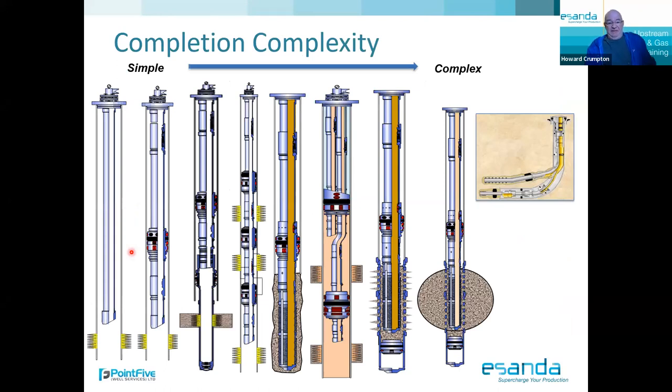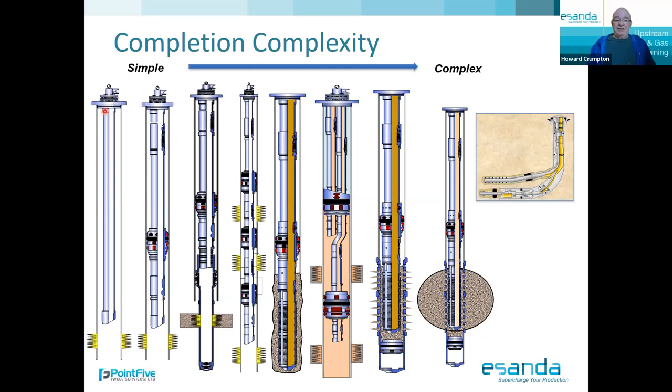Completions can be wonderfully simple or horribly complicated. If you look at the illustration on the left where my cursor is pointing, that probably accounts for the overwhelming majority of wells across the world. In the United States, there are around 1 million wells on land, and about 3/4 of those will look like this one on the left. There's no packer there. There is a tubing hanger set in the wellhead with a string of tubing hanging off the bottom of it.